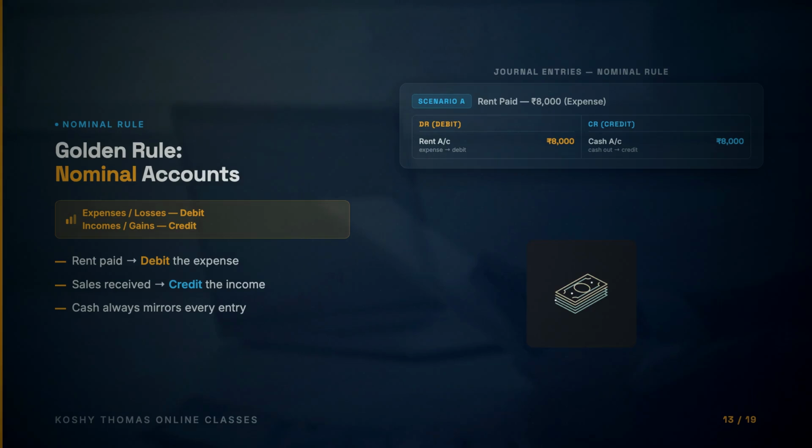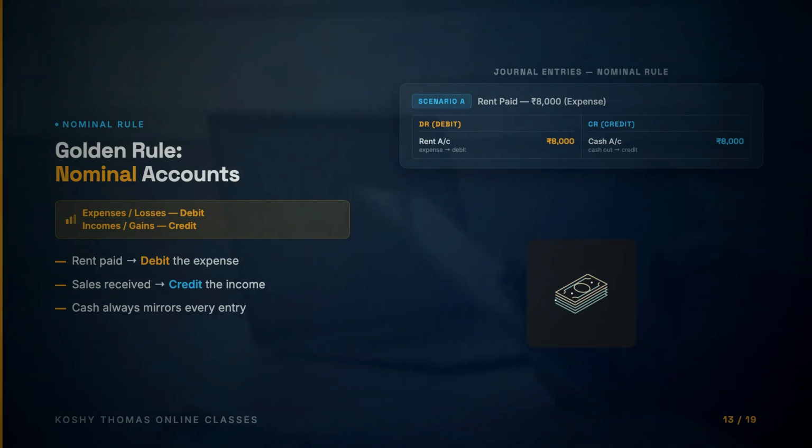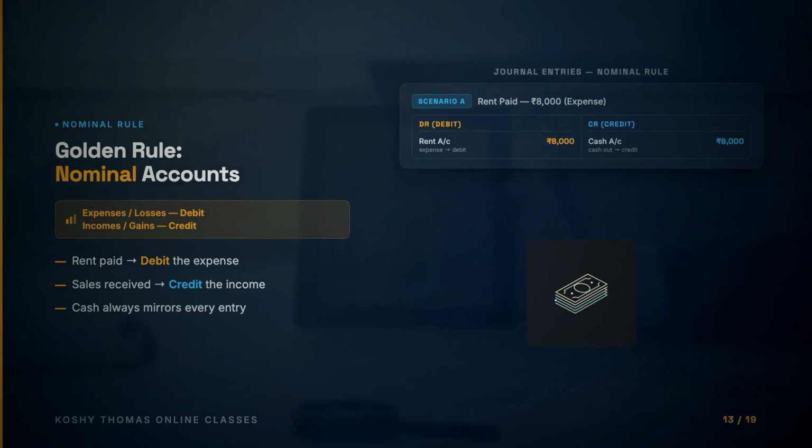Nominal accounts: expenses, losses, incomes, gains. The rule: debit all expenses and losses, credit all incomes and gains. So when you pay monthly rent, rent is an expense. Debit rent account. Cash goes out, credit cash. When a sale comes in, revenue is income. Credit sales account. Cash comes in, debit cash.